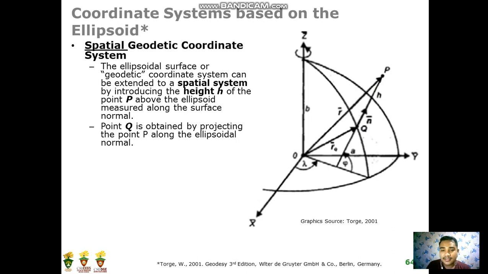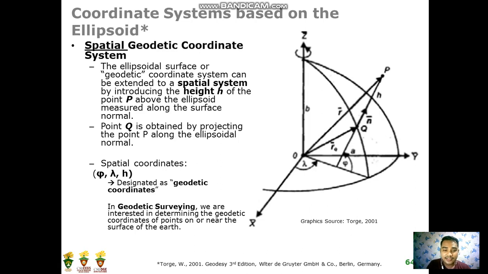the terrain or the Earth's surface does not always coincide with the ellipsoid. Sometimes it goes up, sometimes it goes lower. So at this point, it is higher than the ellipsoid, and it is projected toward point P. So we also have spatial coordinates, latitude, longitude, and height. So it is designated as the geodetic coordinates.